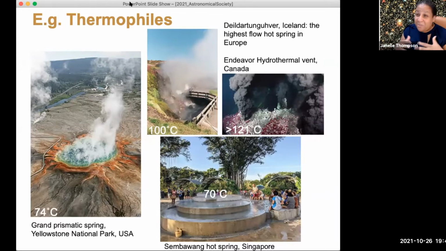We might be more familiar with microbes that are pathogens, that live at our body temperature, or that might make your food go bad, that might live at 20 degrees C or so. But there's actually microbes that can live in boiling water. So here's an example in Iceland.